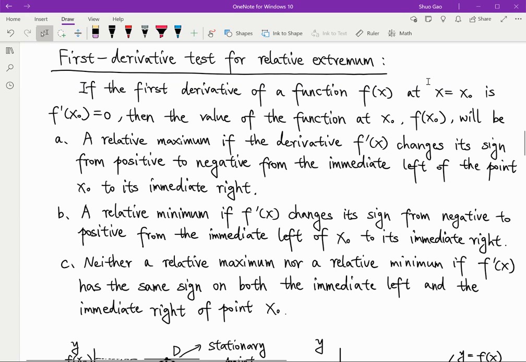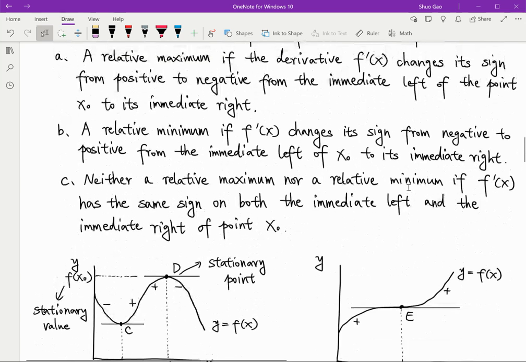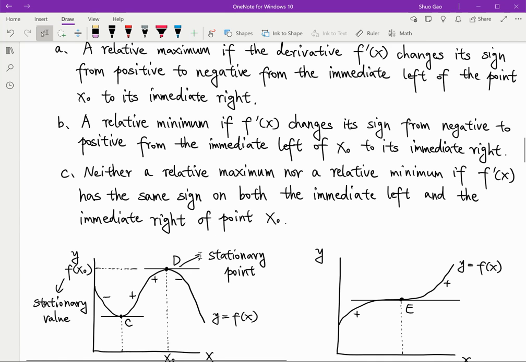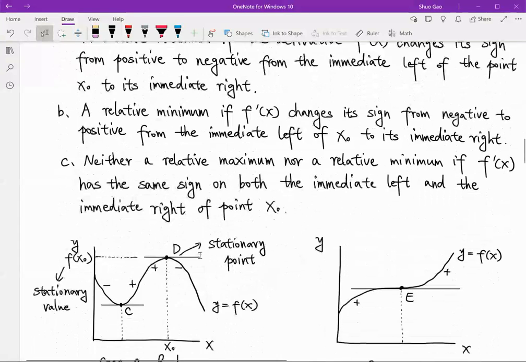So here is a bit of review. We have learned the first derivative test for relative extreme values. We said that if the slope of the function changes its sign, so if f prime x changes its sign from positive to negative, it is called a maximum. And if f prime x changes from negative to positive, then it's a relative minimum. So this is the first derivative test.